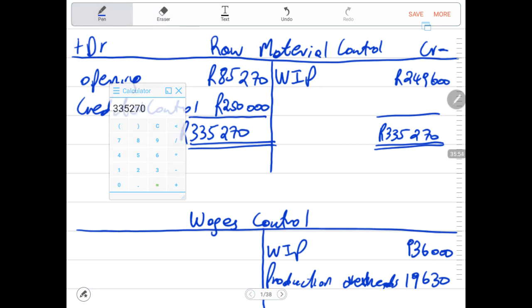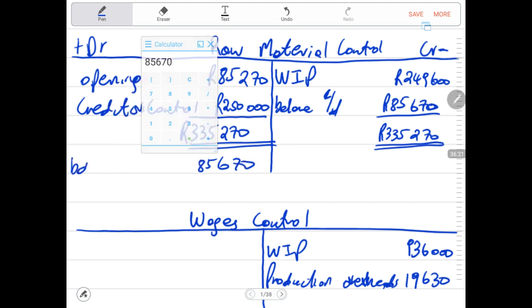Then after, we need to take into account the closing balance. That is the balance carried down, and our balance carried down will be the difference minus 249,600, and this gives us 85,670. Then this will be our balance that is brought down.